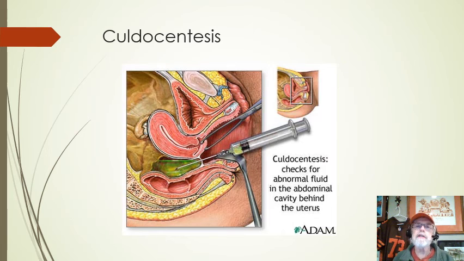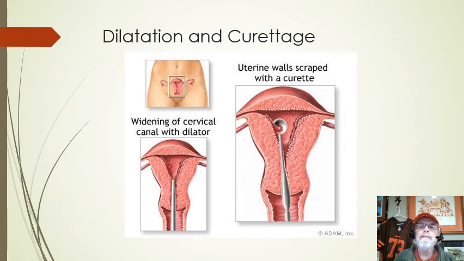This is culdocentesis. Again, if we look at that green area back in there, that would be pus or something like that sitting there. They move the cervix out of the way with some forceps, go in there with a needle, and suck some fluid out just to see what's there. And that's called culdocentesis.